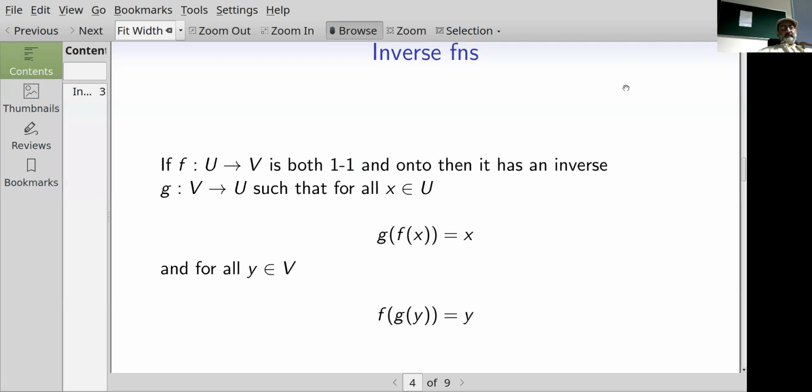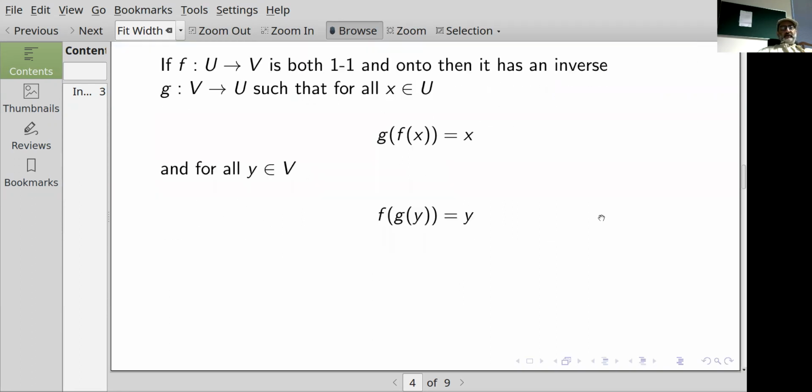G sends v to u. G is going in the opposite direction. So I said for all x in u, g of f of x equals x. So g and f cancel, right? F takes x to some y, and then g brings it back to x. And for all y in v, if you have this composition, f of g of y, that's equal to y. So g takes some y in v, sends it to u, and then f takes that element in u and sends it back to y. Right? G and f are inverses of each other.